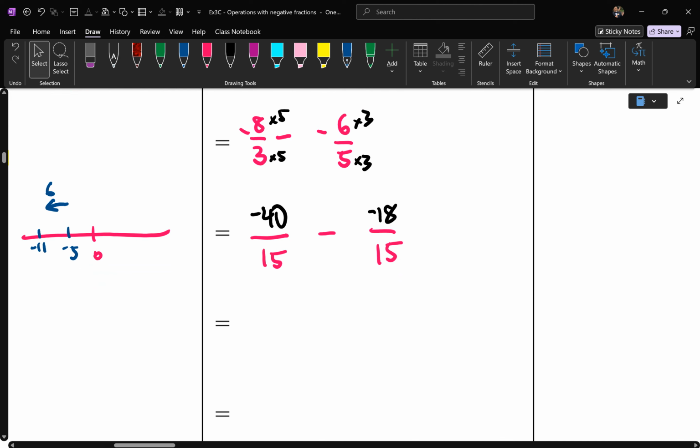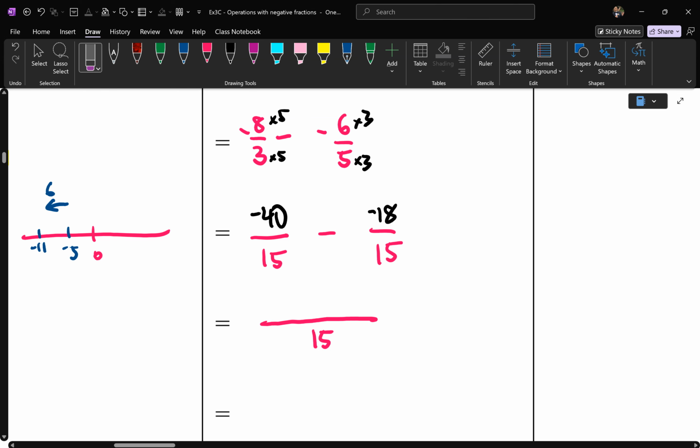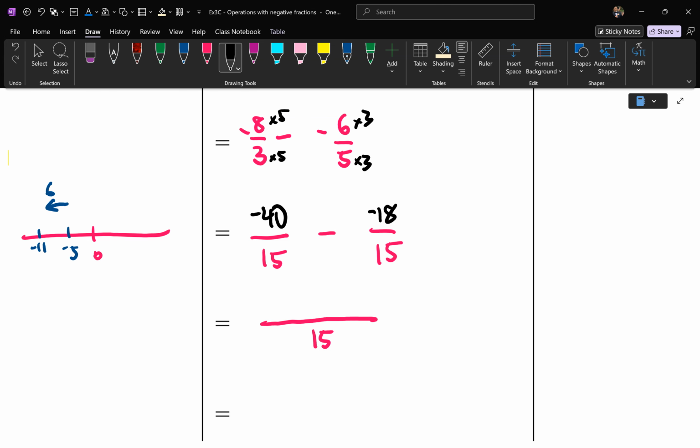Then we can count them. We can say, all right, how many 15s do I have? That's my 15 there. I've got negative of these 40s. So negative 40 minus negative 18. Now this is where you've got to work with chapter 1 stuff. So some of you from term 1 have mastered this. Some of you might have forgotten it. Some of you may need to practice it. But let's draw the number line to help you remember again.